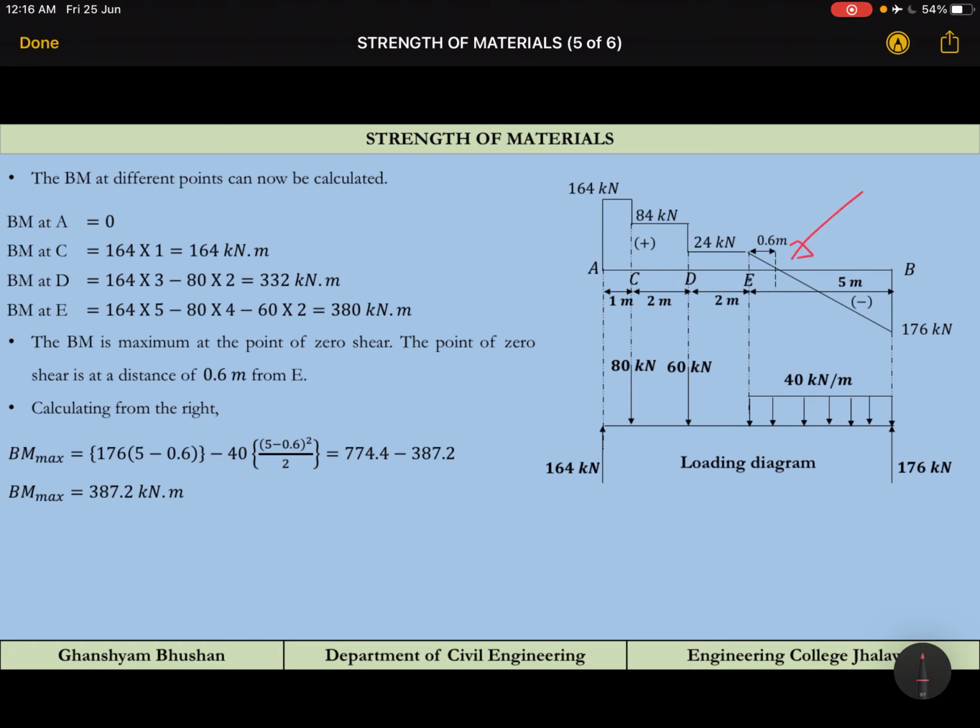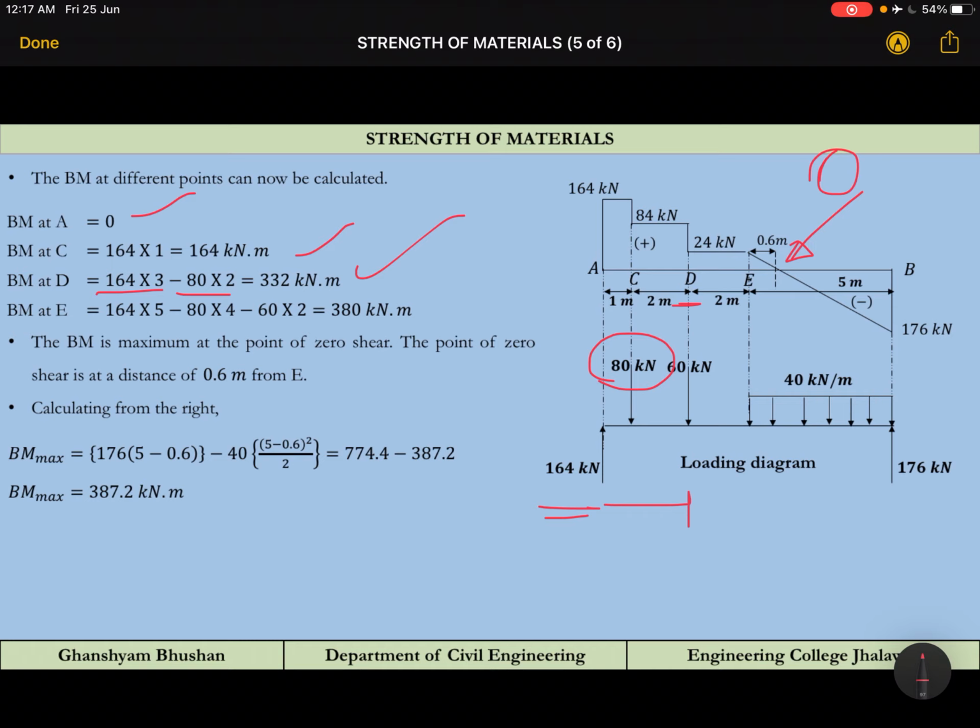One more thing: you can see this point has zero shear, so that means the bending moment will be maximum at that point. That also we have to calculate. So bending moment at A will be 0. Bending moment at C: there is only one force, 164 kilonewton, up to point C. So 164 into 1 gives us 164 kilonewton meter. At point D, 164 into 3 minus, because of this the beam will have a hogging bending moment of 80 into 2, that is 160. So 164 into 3 minus 80 into 2 gives us 332 kilonewton meter.